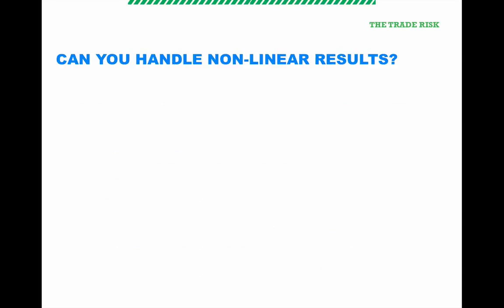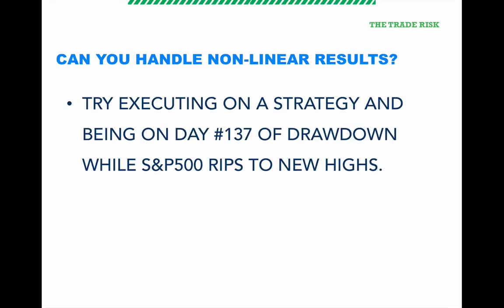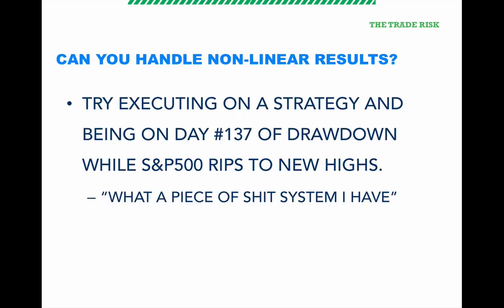And let me tell you, try executing on a strategy and being down, day number 137 of a drawdown, while the S&P 500 rips to new highs, while everyone on social media or on Twitter is talking about how much money they're making on their trading strategy, right? The only thing you're going to think is, what a piece of shit system I have. It's not working. This is frustrating.